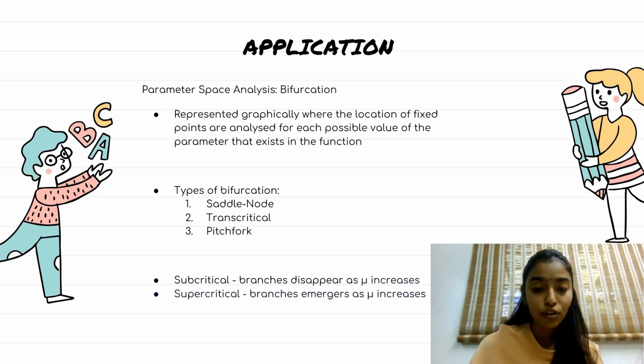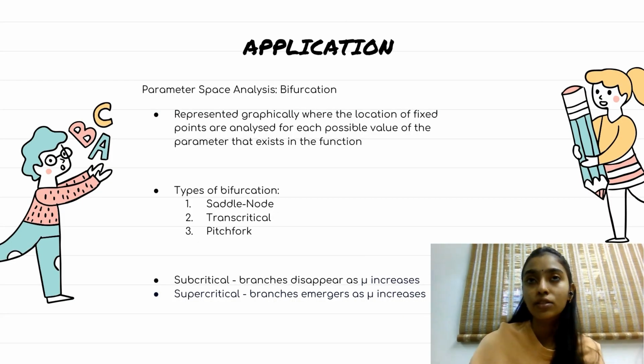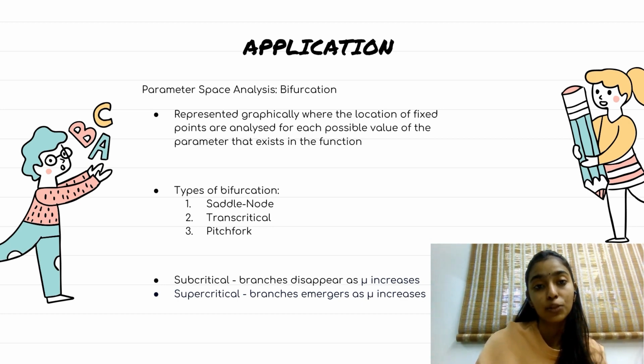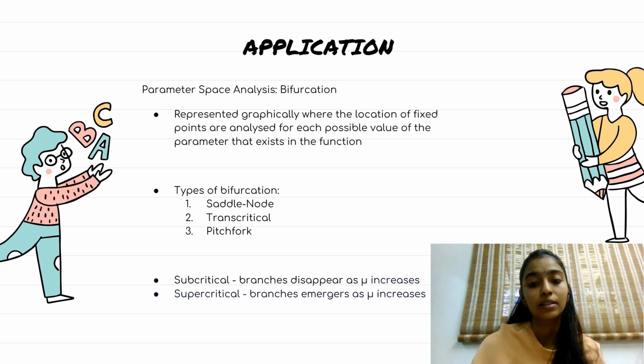Next, moving on to the application. So, mean value theorem is basically used in parameter space analysis, bifurcation. So, bifurcation is represented graphically where the locations of the fixed points are analyzed for each possible value of the parameter that exists in the function.